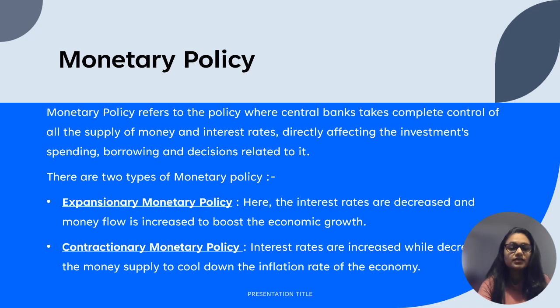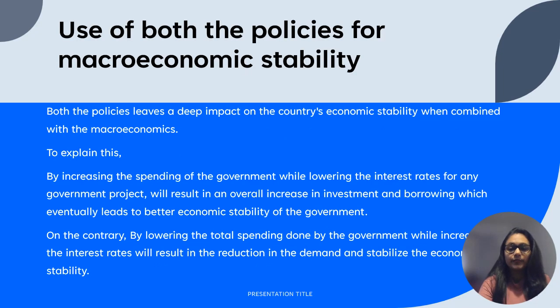These are also of two types. The first one is the expansionary monetary policy. Here, in this kind of policy, the interest rates are lowered down and the money flow is increased so as to boost the economic growth. The second one is the contractionary monetary policy. It is the opposite of the expansionary one, and here the interest rates are increased while there is a decrease in the money supply in terms of any inflation going on in the economy.